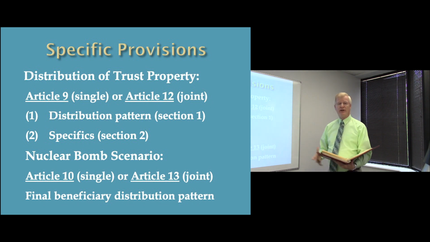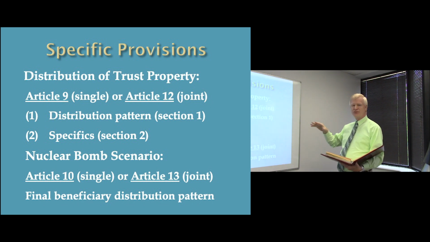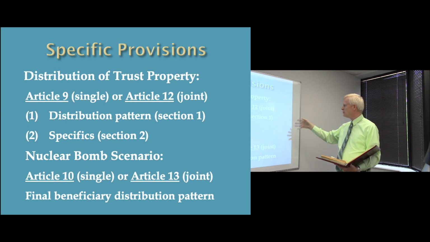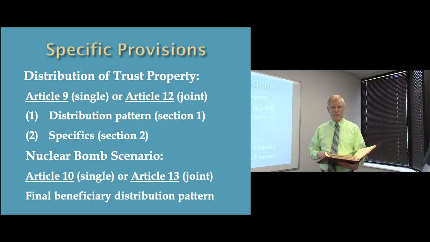Article 9 for the single. Now you see we've bifurcated this. So now the trust is a little bit different. For single, it's Article 9. For the joint or the married, it's Article 12. And this is the main distribution pattern. This is where everything that was not given out in Article 7 with specific requests or a personal memorandum is going to go.